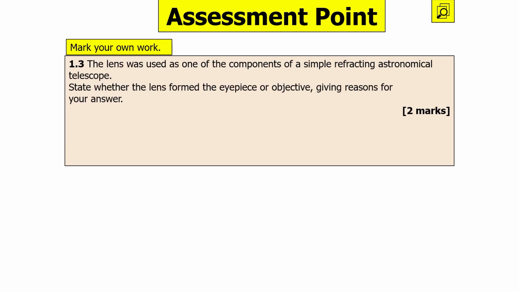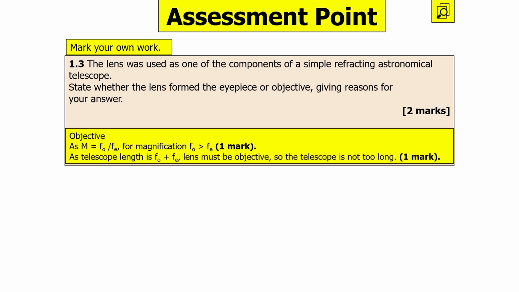Now in this last one, will it be an eyepiece or objective? Well, it'll be an objective lens because you know M is equal to FO over FE, and so for it to be magnified, FO needs to be greater than FE to get a value bigger than 1 for M. As we know, the telescope length is FO plus FE, so the lens must be an objective one, because otherwise the telescope would be very, very long, which we don't want it to be.